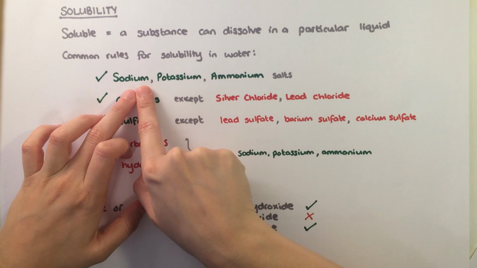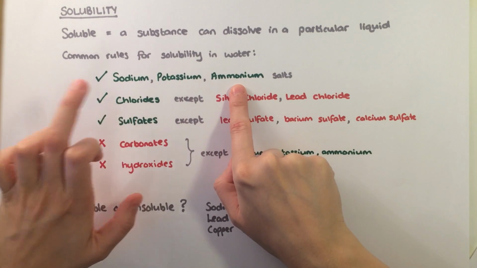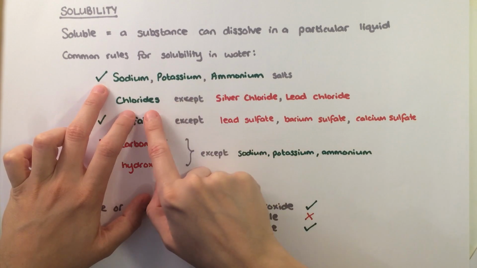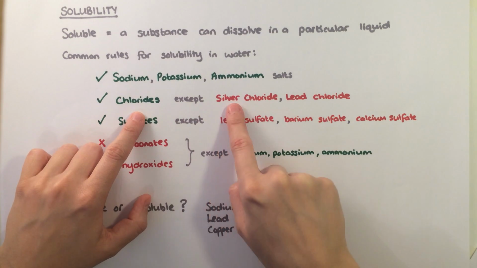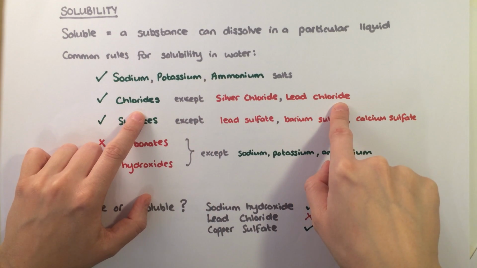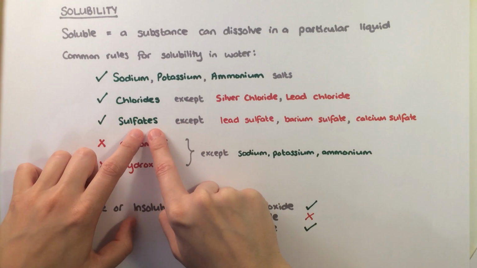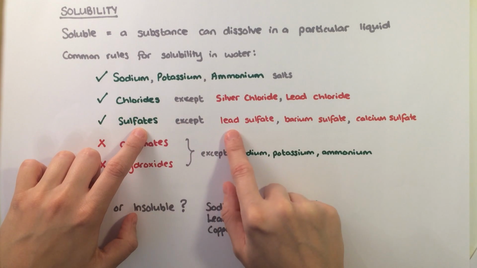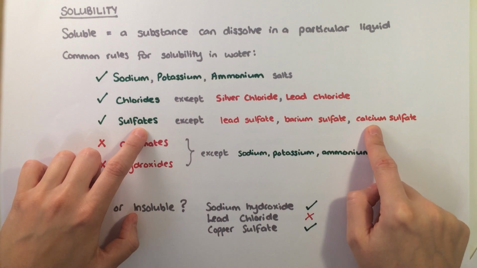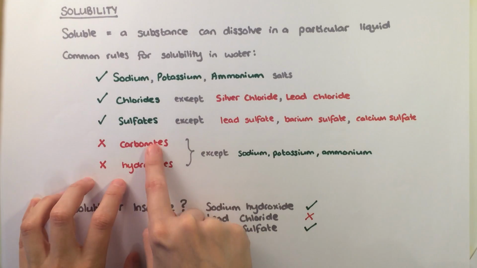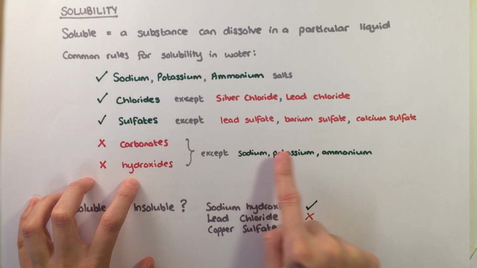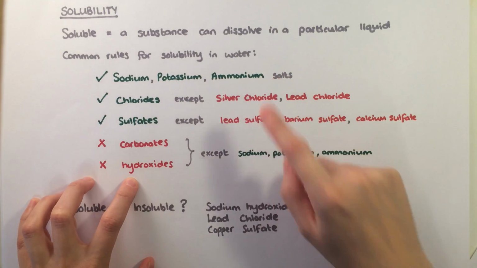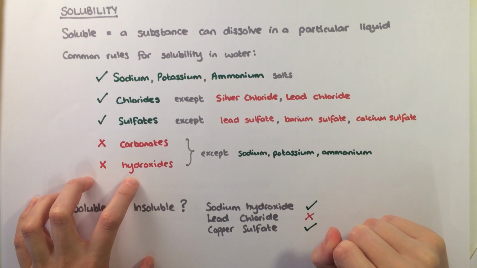If the salt begins with sodium, potassium or ammonium, then it is soluble. If it is a chloride, it is soluble apart from silver chloride and lead chloride. If the salt is a sulfate, then it is soluble except for lead, barium and calcium sulfates. If the salt is a carbonate or a hydroxide, then it is insoluble apart from the sodium, potassium and ammonium that we talked about in rule number 1.